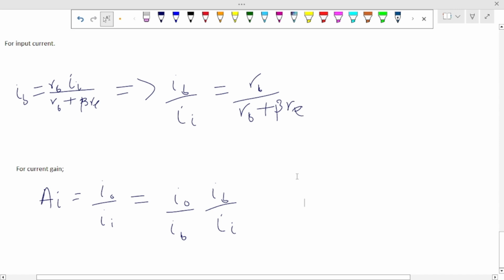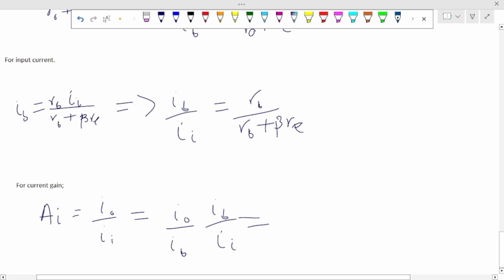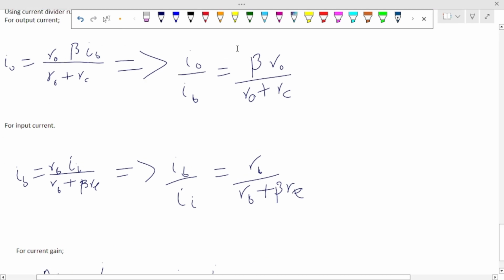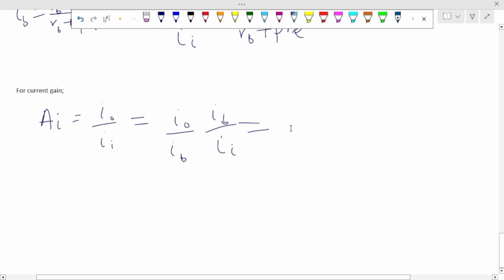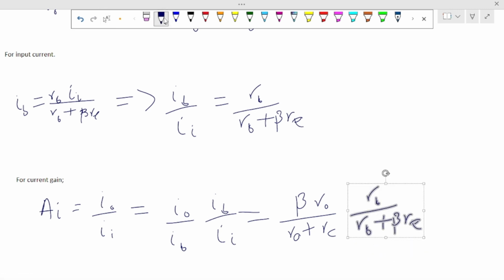Now it makes sense. So we can just write out what is IO over IB. Come here, you pack it, you collect it, and you place it here. And then what is IB over II? All this, you bring it here.